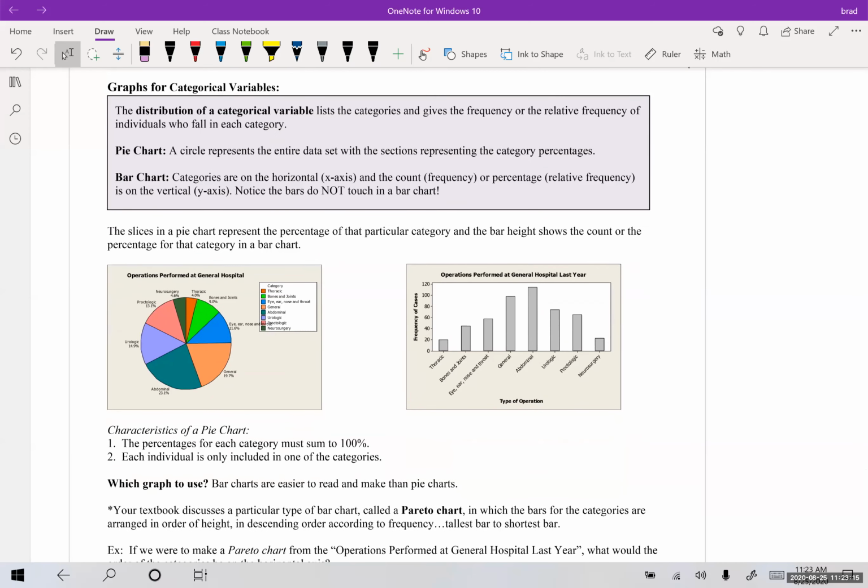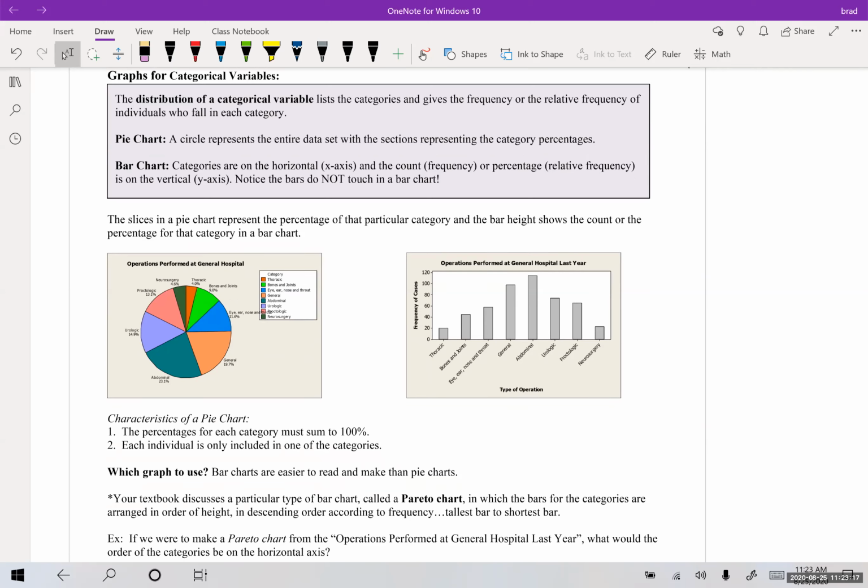Graphs of categorical variables. The distribution of categorical variables lists the categories and gives the frequency or relative frequency of individuals who fall in each category. A pie chart, a circle, represents the entire data set with the sections representing category percentages. So that's what pie charts are really good for, showing percentages. A bar chart has the categories on the horizontal x-axis, and the count, frequency, or percent is on the vertical y-axis. Bars do not touch in a bar chart, so it's not like a histogram. It has a very similar feel to a histogram, but it is a bar chart.